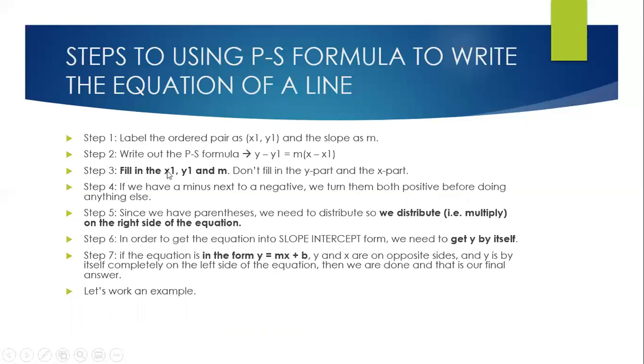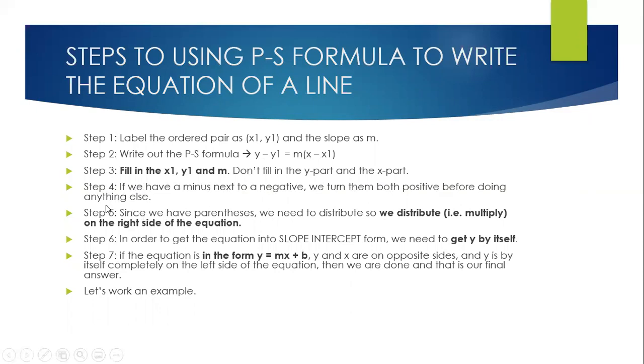Step 3, we fill in the x1, the y1, and the m. We do not fill in the y part or the x part. So this y and that x will not get filled in. Step 4, if we have a minus next to a negative, we turn them both positive before doing anything else. So if we encounter any minus negatives, then we have to deal with that first. And step 5, since we have parentheses, we need to distribute.